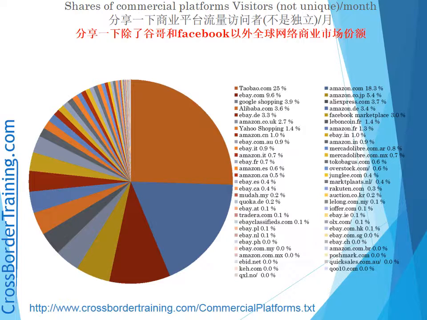After that you will see Amazon Japan, Google Shopping, AliExpress, Alibaba, Amazon Germany, eBay Germany. You will see plenty of other platforms that are still very powerful. But the three musts are Taobao, which I guess you are already on, Amazon.com, and eBay.com.